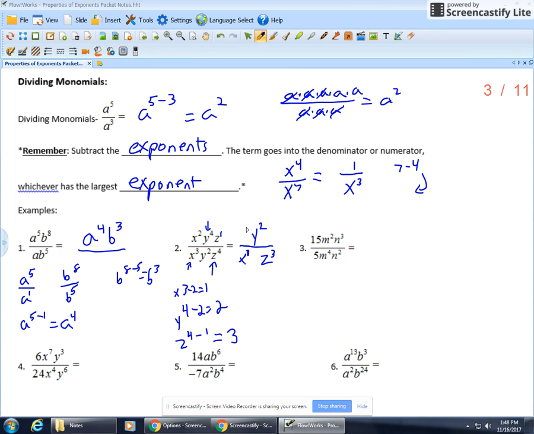So make sure they're in the right spot, the numerator or denominator. Do your subtraction and then put the exponents together. Try the next ones on your own.